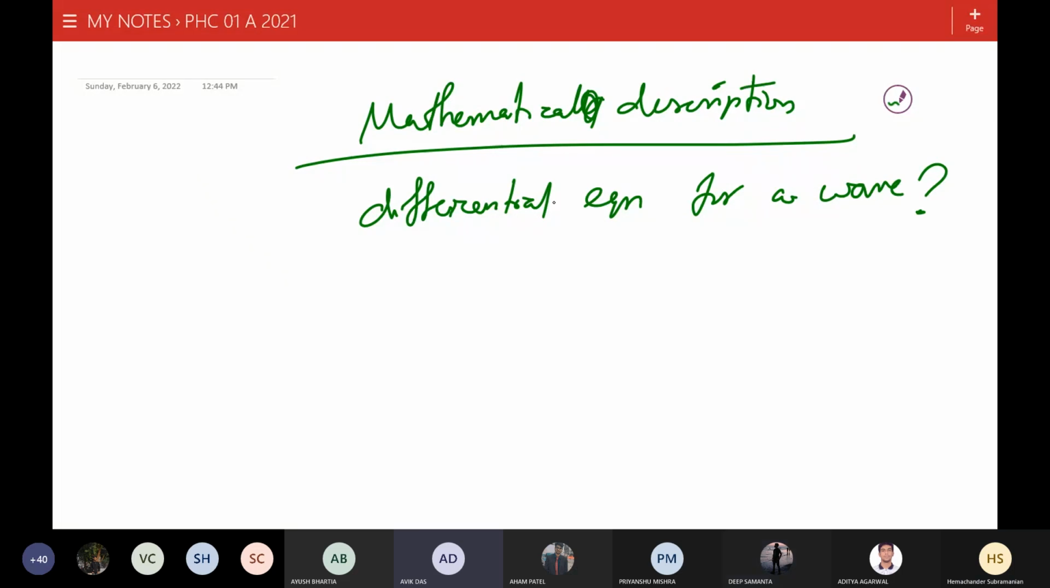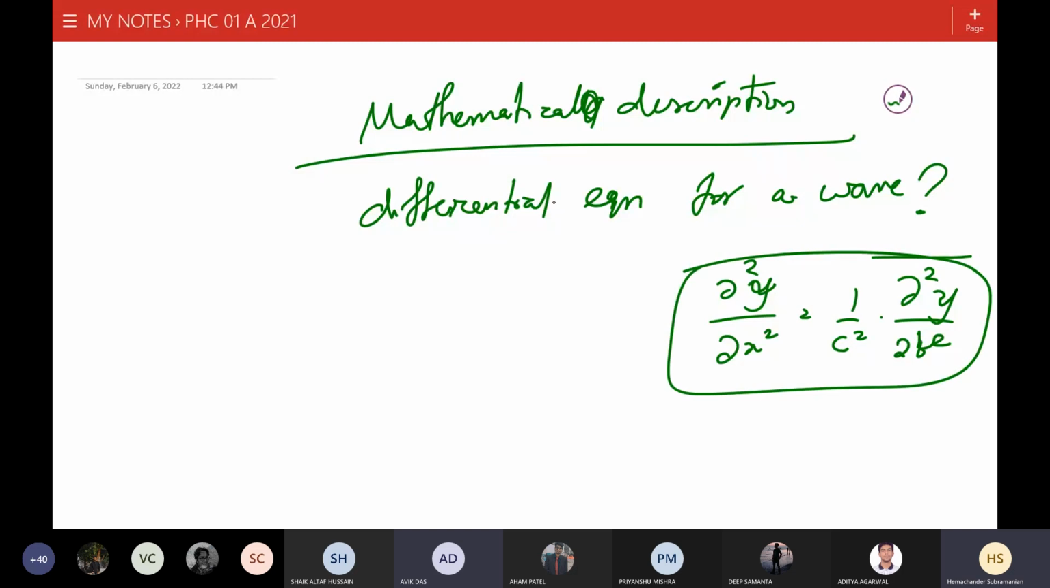Del square y by del x square is equal to 1 by c square del square y by del t square. So what does that mean? What does that physically mean? Is there any physical interpretation for that? Sir, it means that the wave does not only depend on time but depends on position also. Okay, you're right. I can write it down without using psi: del squared y by del x squared equals 1 over c squared del squared y by del t squared. This is your wave equation.